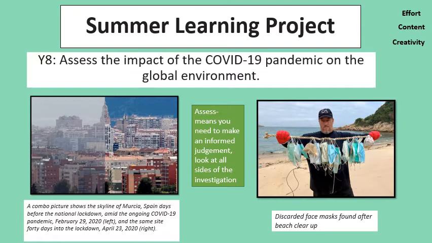For example, if you look in the left-hand picture, you'll see a city in Spain and how the air quality has improved as there's been less traffic and greenhouse gases being released. On the right-hand picture is a negative, with the increased amount of litter, in particular face masks, in some areas going into the sea and onto the beaches, which is going to have a negative impact.